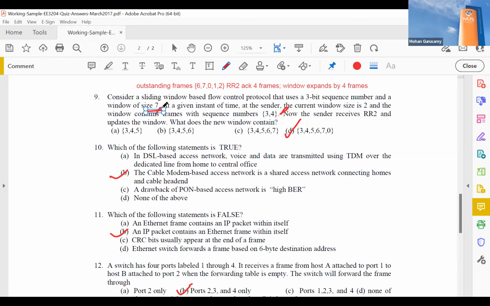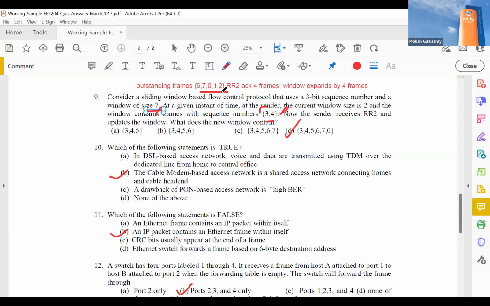They are nothing but 6, 7, 0, 1, 2. How do I get 6, 7, 0, 1, 2? Look at 3, 4. Before 3, the earlier frames: prior to 3, it should have transmitted 2, then 1, 0, 7, 6. So the previous 5 frames are 6, 7, 0, 1, 2. These are the outstanding frames.